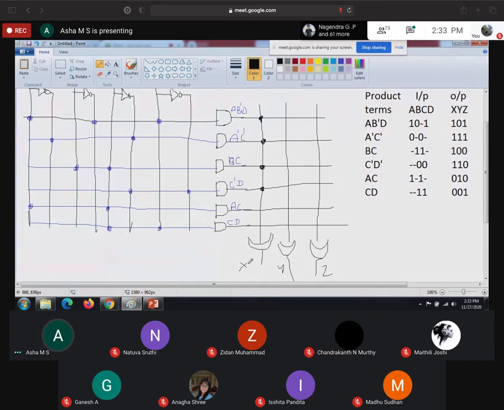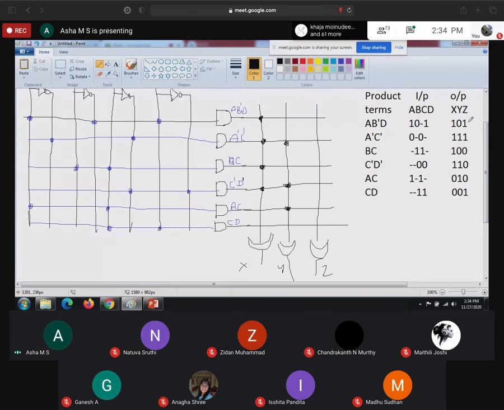So this is going to give your output function X. Similarly, Y product. Look at the Y column: second, fourth and fifth. Second is A bar C bar, next is C bar D bar, and next is AC. So take these three products and connect them to a three-input OR gate that gives the output function Y.